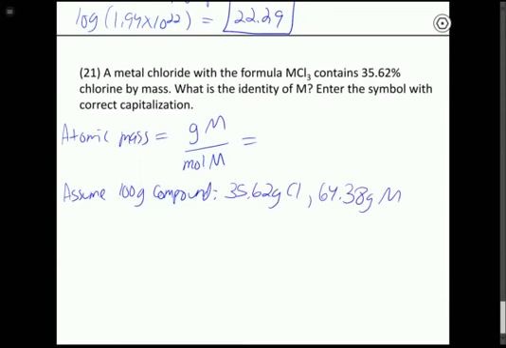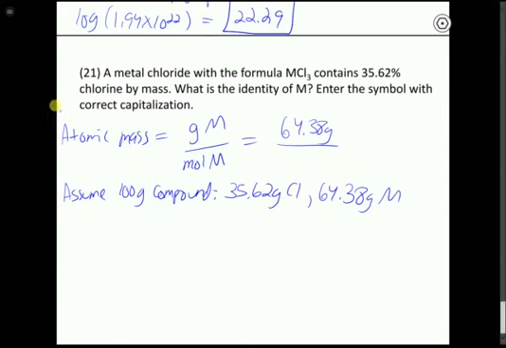So in 100 grams of compound, we have those masses of chlorine and our metal. So we can assume that that's our mass for the metal, assuming 100 grams of compound. Now we need to determine how many moles of the metal are in that 100 grams of compound. And this we're going to get a little bit indirectly.